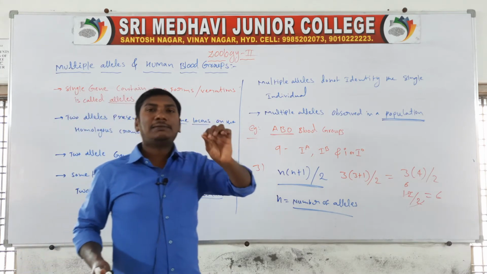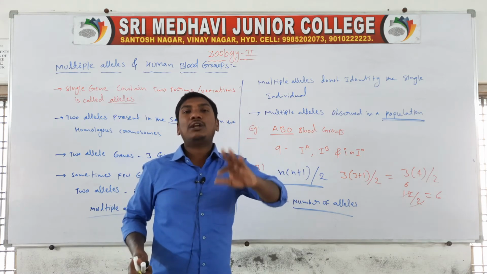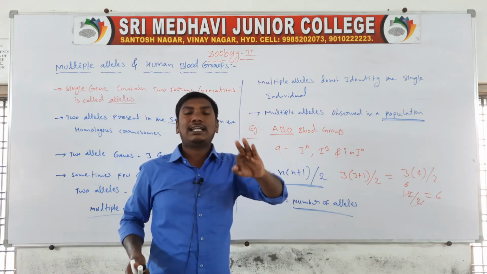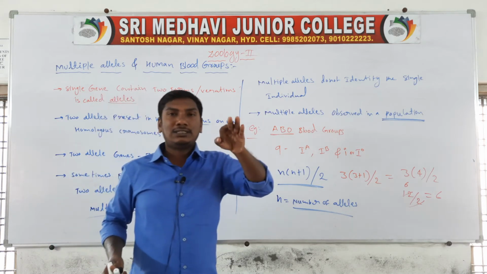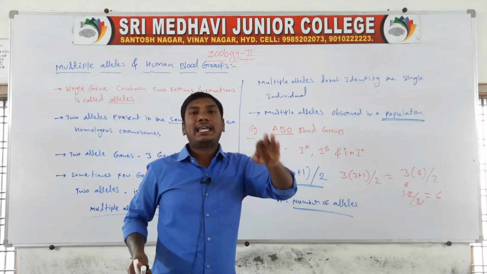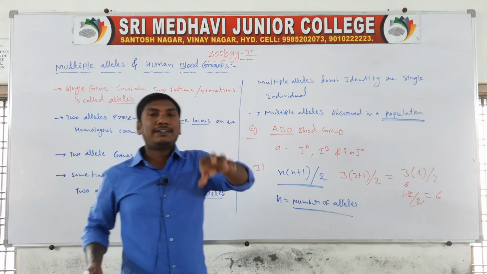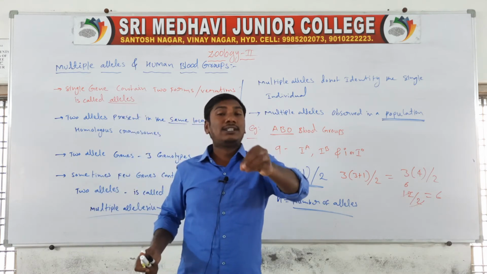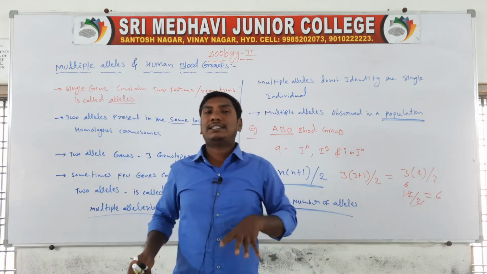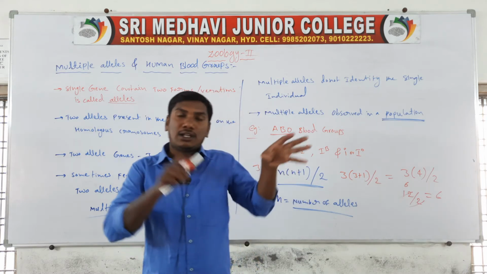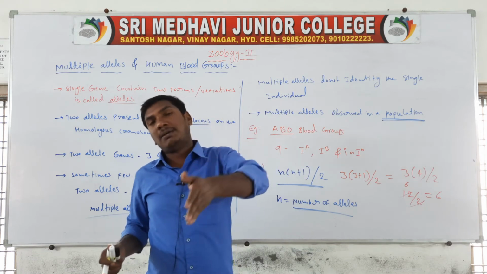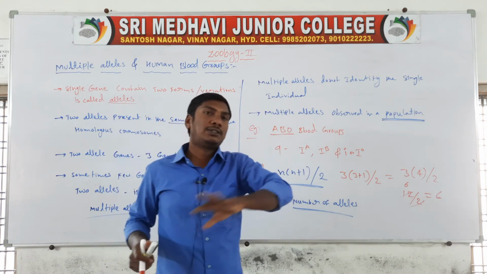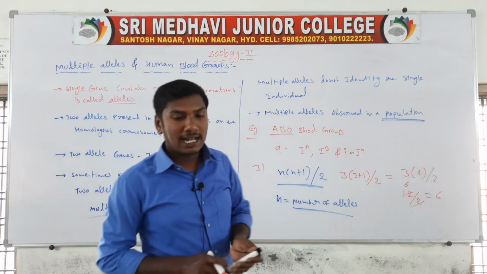Multiple alleles mean that a single gene contains more than 2 alleles. For example, the ABO blood groups. They are not identified in diploid individuals; they are identified in a population. The human population contains different types of blood groups: A, AB, B and O blood groups. So, they are the different types of alleles.